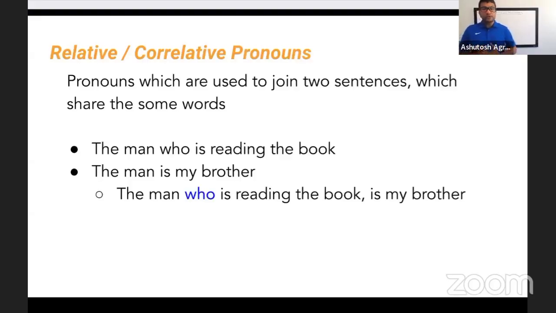The first one is, you want to say the man is reading a book. Okay. And you want to say the man is my brother. In both the sentences, the common pronoun would be the man here. Okay. So you end up saying the man who is reading the book is my brother.